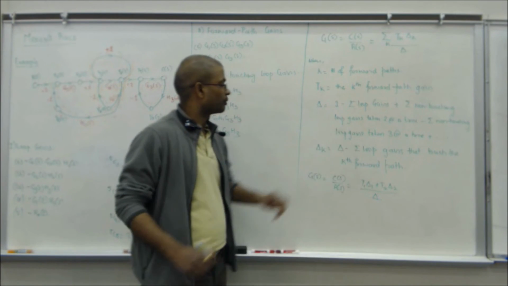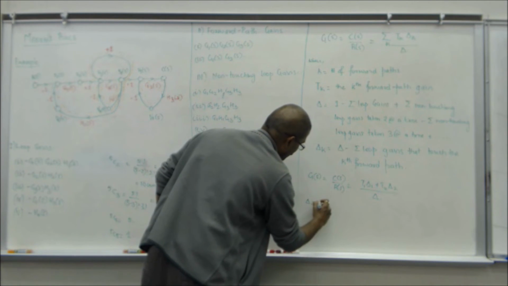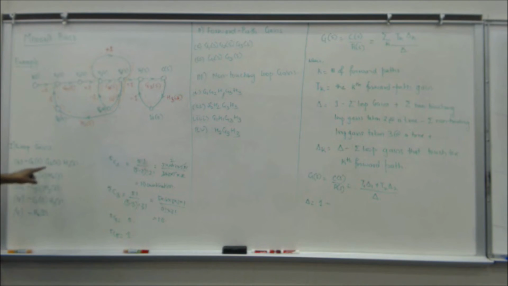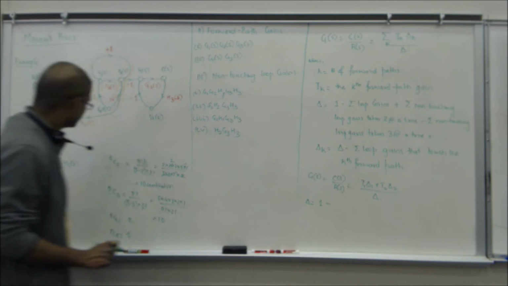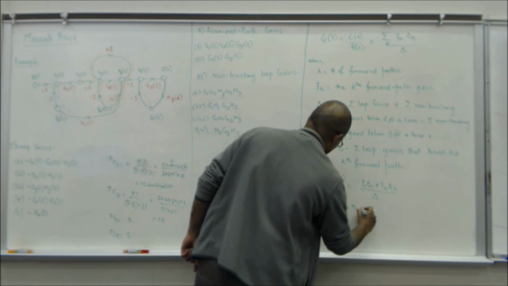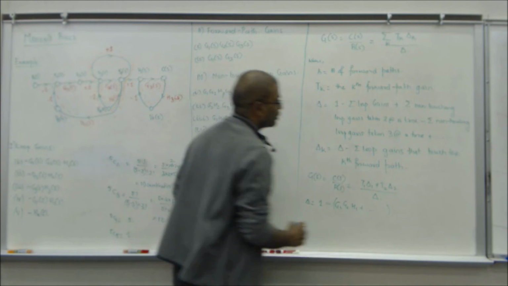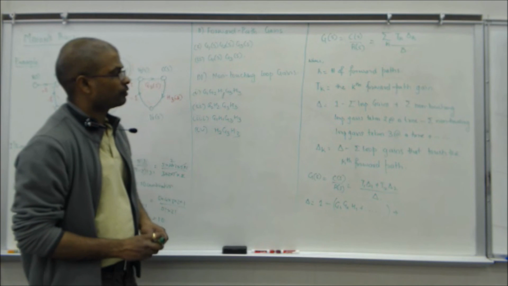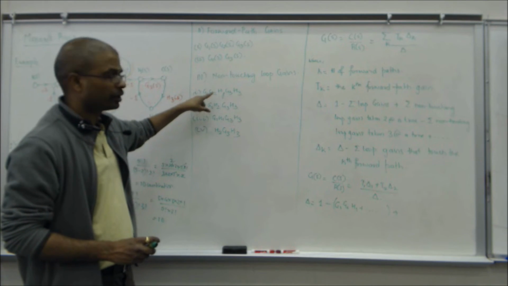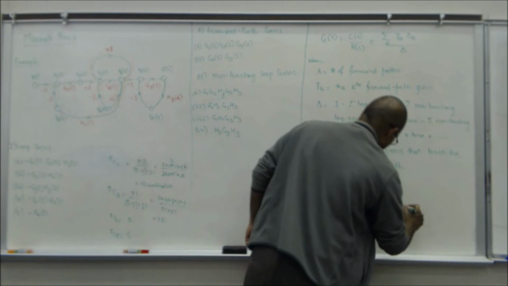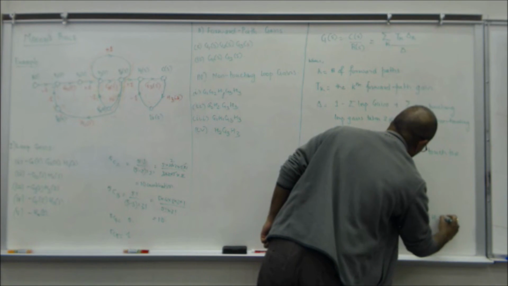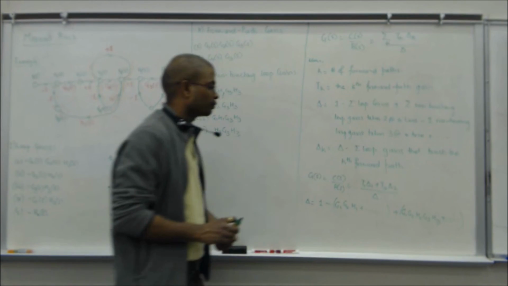So your delta would look something like this. You have 1 minus, you add all of these loop gains, G1, G2, H1 plus so on, plus the summation of non-touching loop gains. You add all of these, taken 2 at a time, right? So you have G1, G2, H1, G3, H3 plus so on. You have to pay attention to the pattern.